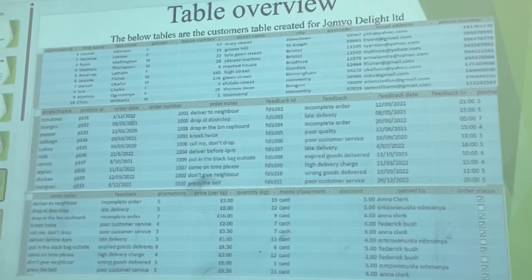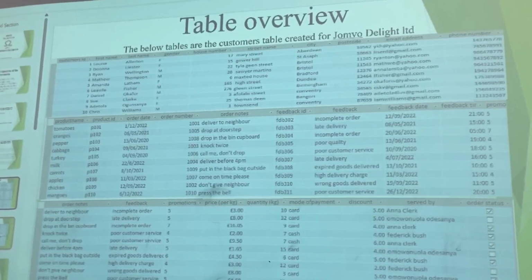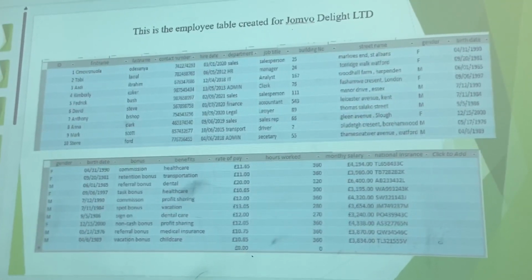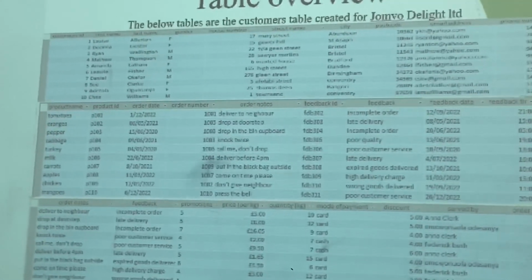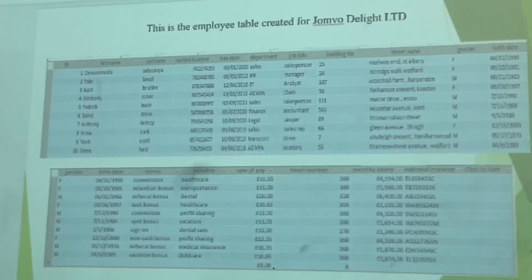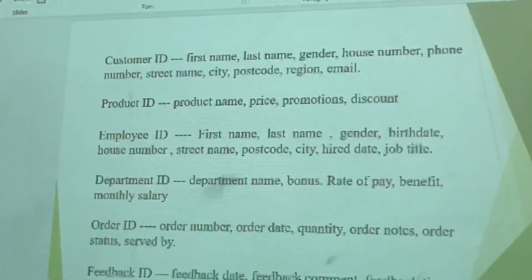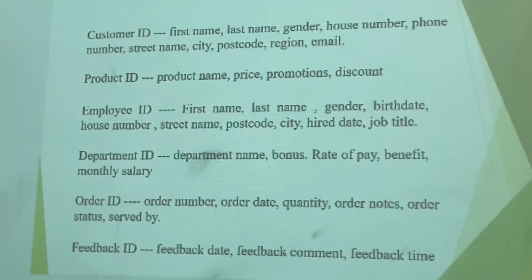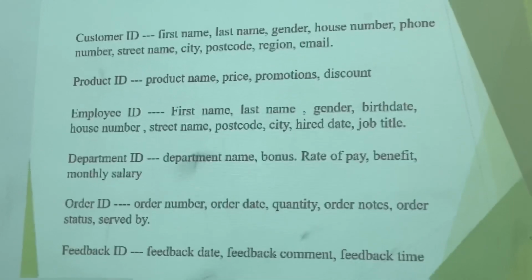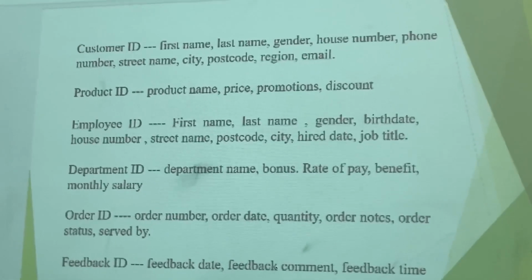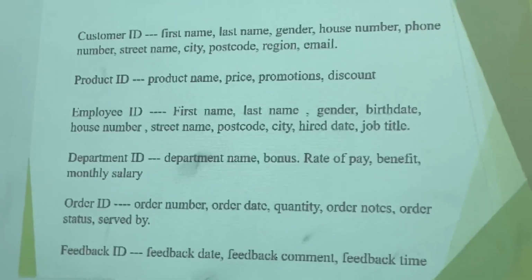These are the tables we've created: customer tables and employee tables, and the keys and the functional dependencies. So now my colleague will take us through the normalization process.